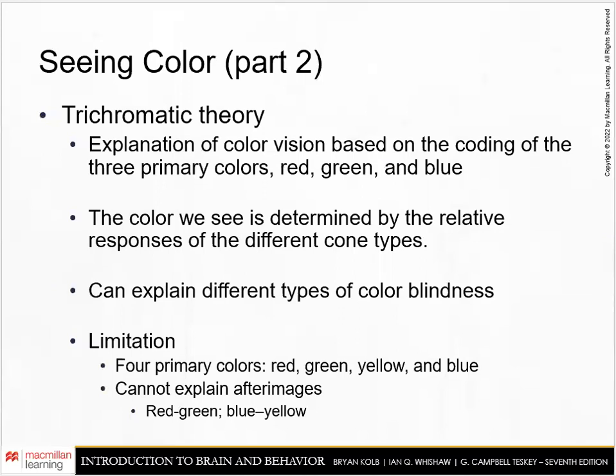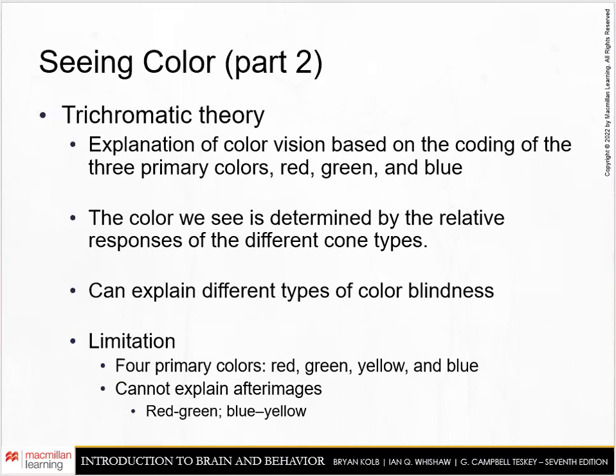Some of the theories about color, one of the primary theories is this trichromatic theory. And this theory is the explanation of color vision based on the coding of these three primary colors, the red, the green, and the blue. The color we see is then determined by the relative responses of the different cone types, and this could explain different types of color blindness.